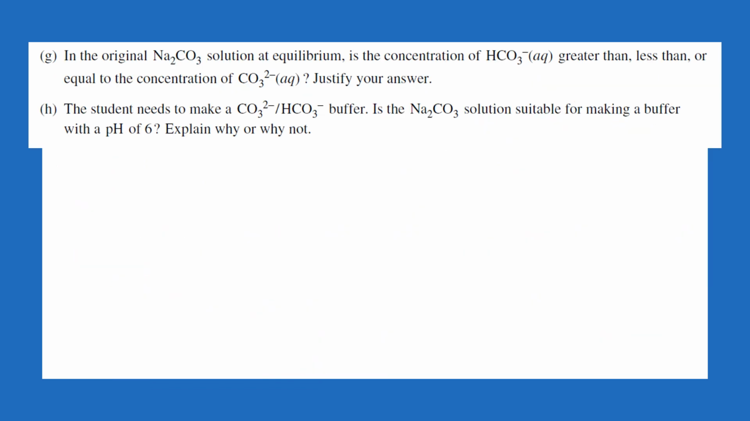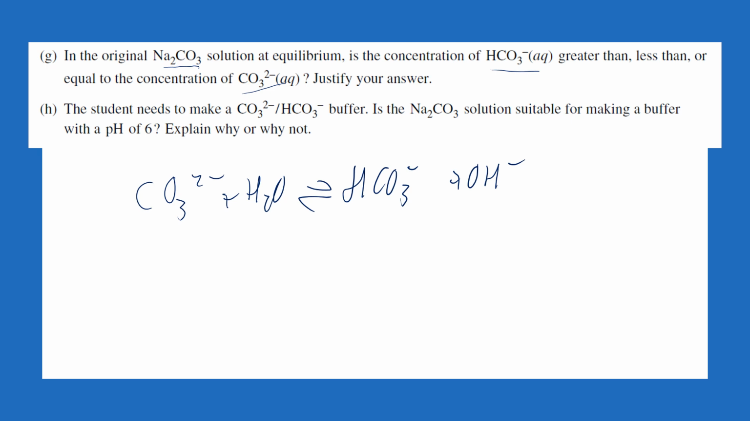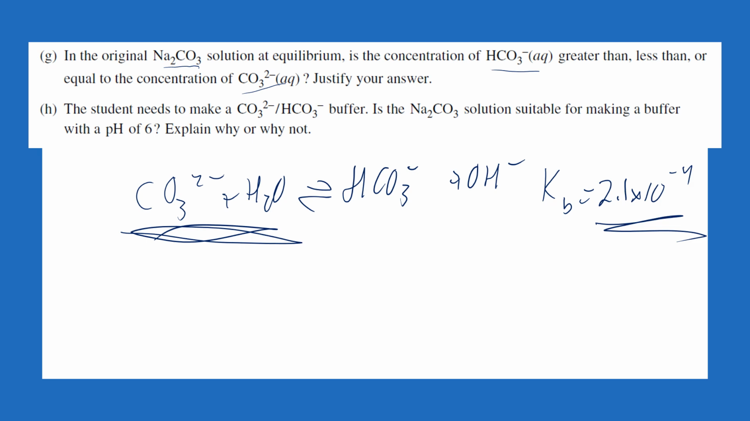Okay, in the original Na2CO3 solution, is the concentration of the HCO3 minus greater than, less than, or equal to the concentration of CO3 2-, and justify your answer. So let me rewrite the balanced equation for you guys because you need that. It is CO3 2- plus the water yields the HCO3 minus plus the hydroxide. And they give us the Kb value is 2.1 times 10 to the negative 4. So we know that it very much favors the reactants because this value is less than 1.